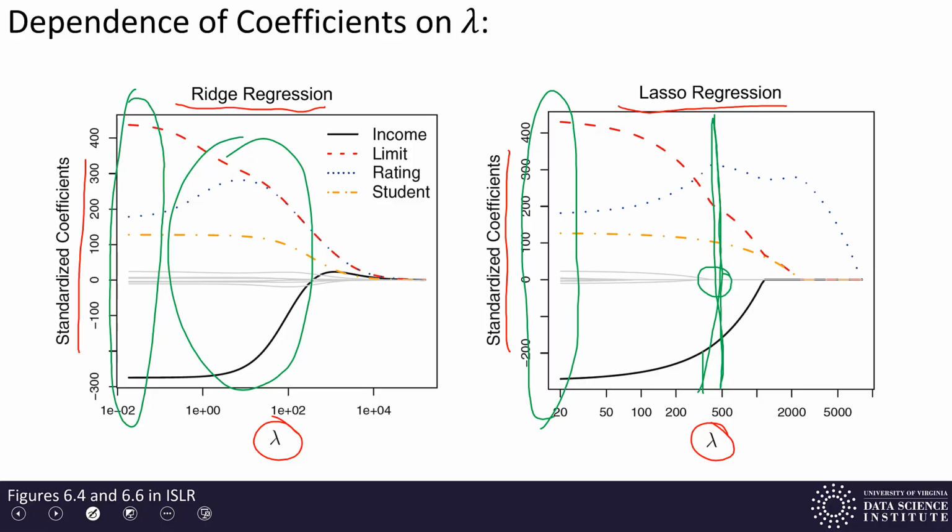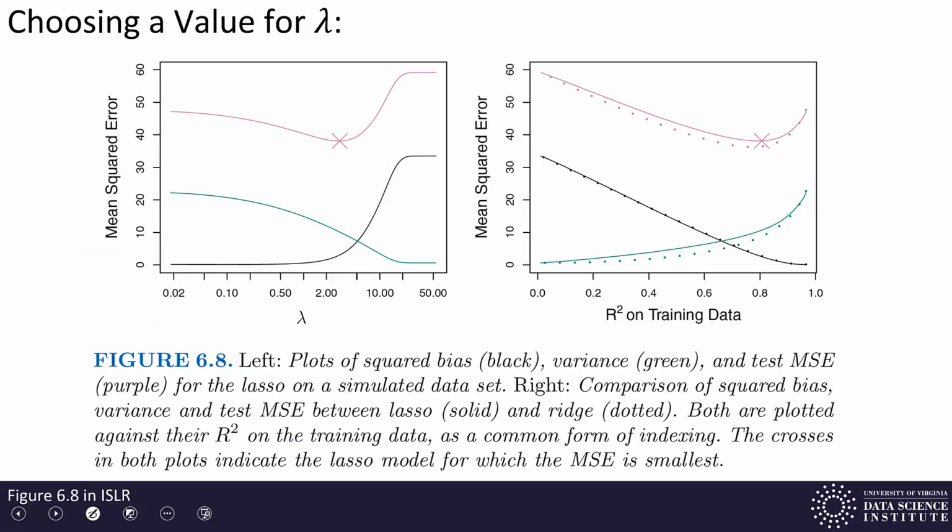And as you look to the right, let's pick a value here. The coefficient for the black variable, that's income, has gotten to 0. And the only variables that are left at that point are credit limit, rating, and student. And so we can see some of the nice features of lasso, that it pushes the coefficients all the way to 0. So how do we choose a value for lambda?